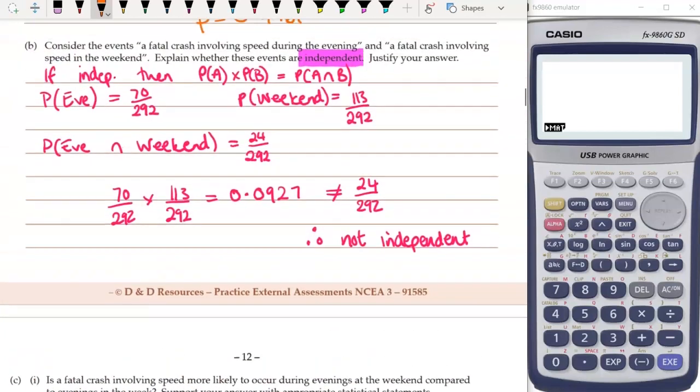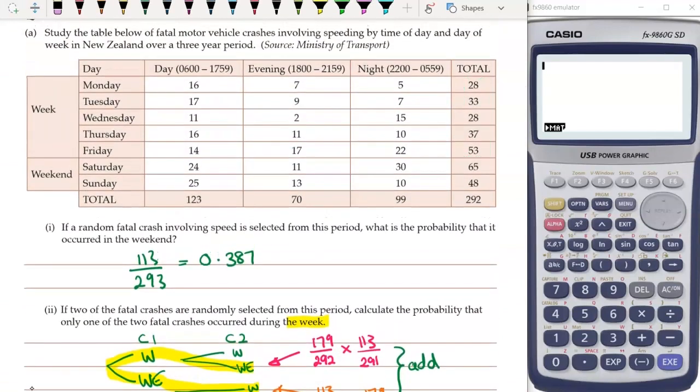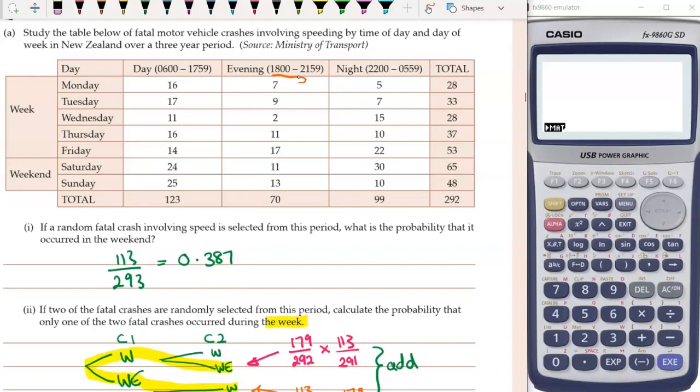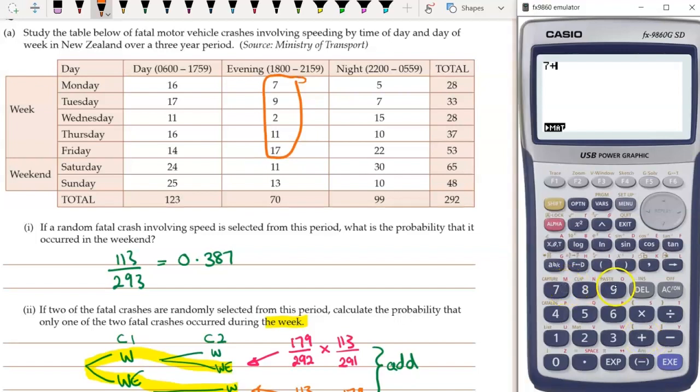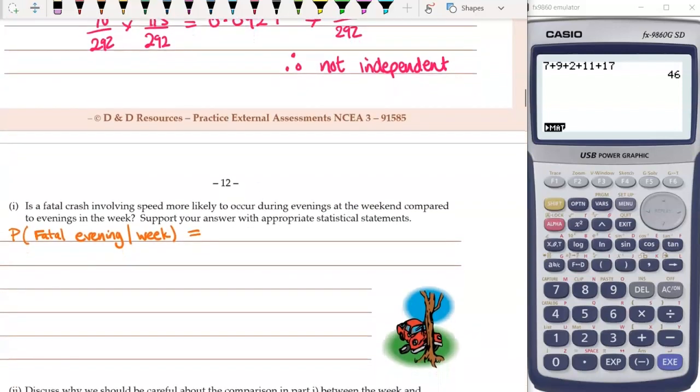will be, let's go have a look at the table. So we want all of the evening crashes out of all of the week crashes. So evening total is this section just here. Out of the total for the week that we worked out earlier on was 179. So in the evening, we have 7, 9, 2, 11, and 17. So 46 out of 179. So 46 out of the weekday crashes happened in the evening.